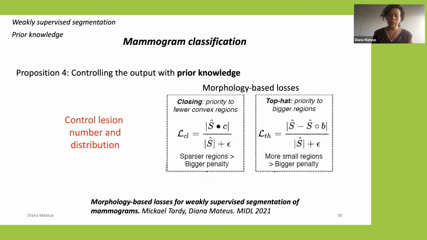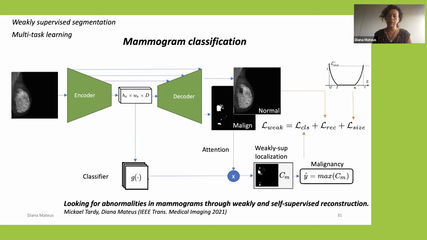Okay, so here are the two, the closing and the top hat. And this is a full view of the full approach. So we have now a classification loss that focuses on telling you whether the abnormality is positive or negative, or malignant or benign. Some reconstruction loss that helps us in the training of separating the abnormal and normal content, and then some additional losses that control the size and distribution of the lesions that we segment.